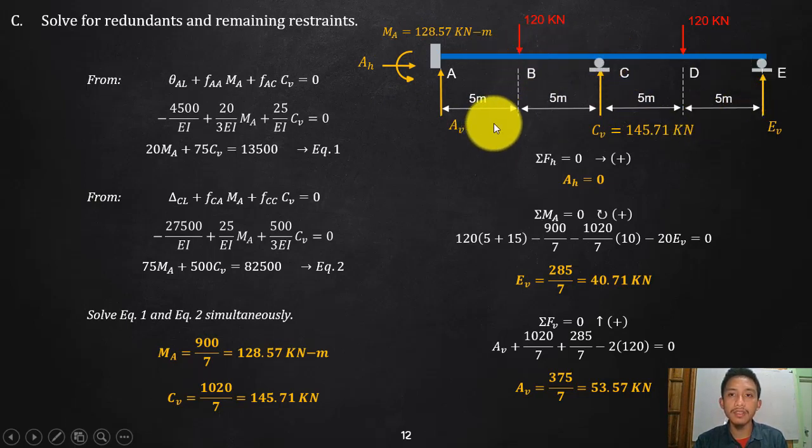Then, let's say you need the shear and moment diagram of this beam. Then you can now draw, since you already have now your reaction. You can now draw the shear diagram, you can now draw the moment diagram, and then you can, of course, solve the deflections and rotations in any part of the beam. Okay, so that is now using your consistent deformation.